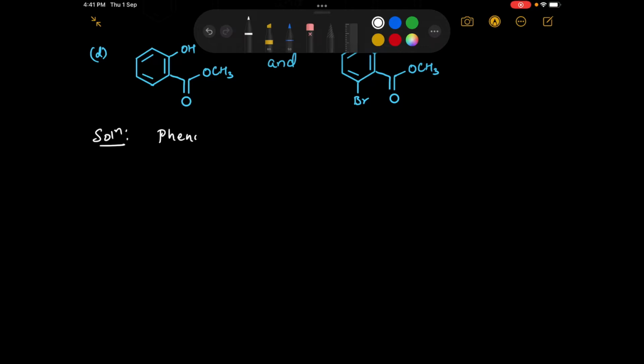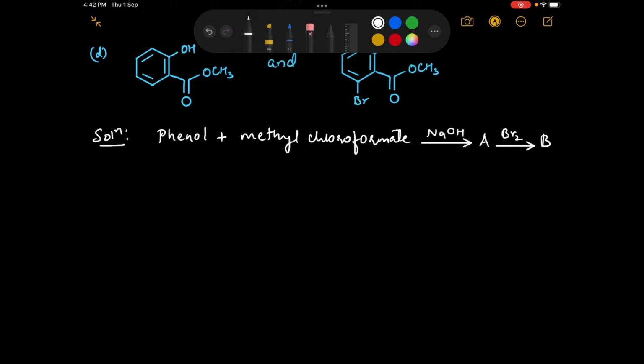Let's write down the reaction in words. Phenol is reacting with methyl chloroformate in the presence of sodium hydroxide to give product A, and product A reacts with bromine to give product B. We have to identify A and B.